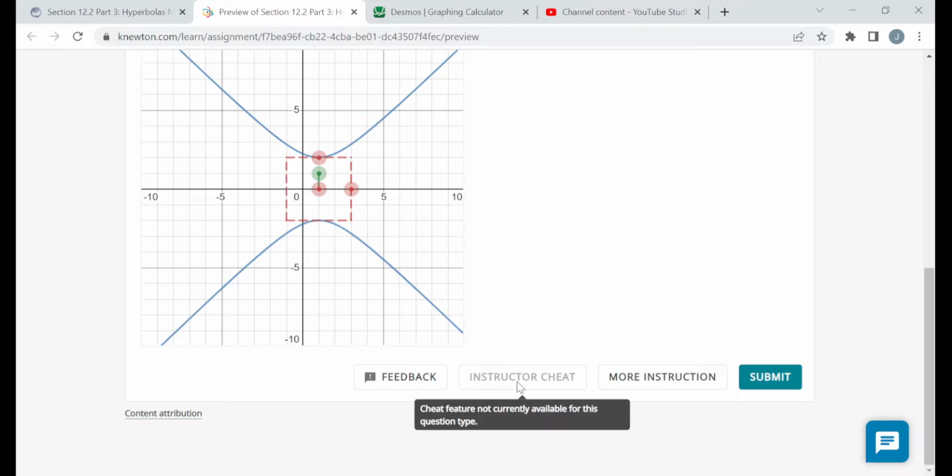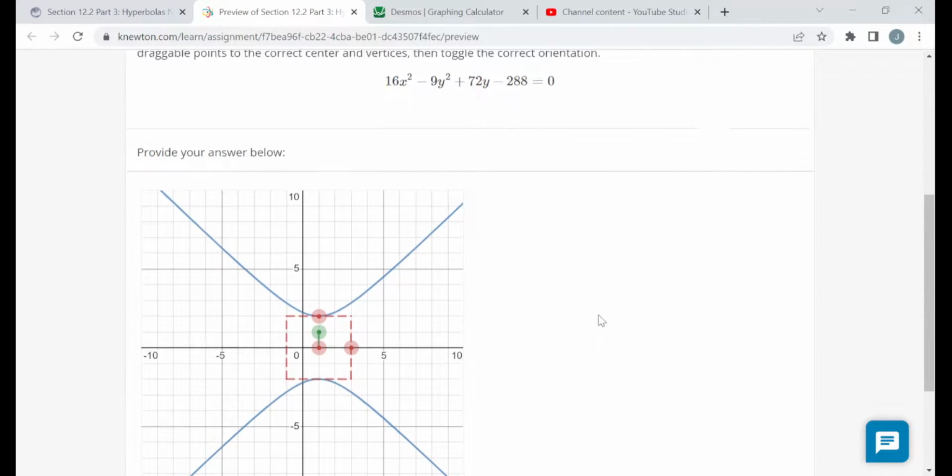You will not have this instructor cheat button, but you will have a more instruction button. If you're ever struggling with a topic or a question, click on this and you'll be taken to a page with some reading or some videos to study, and then you'll be given questions related to that instruction, and completing those questions is another way to make progress through the assignment.